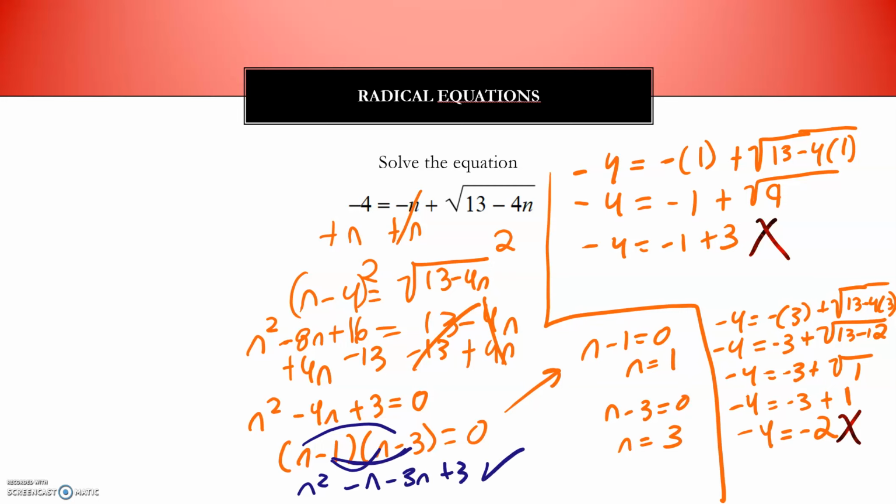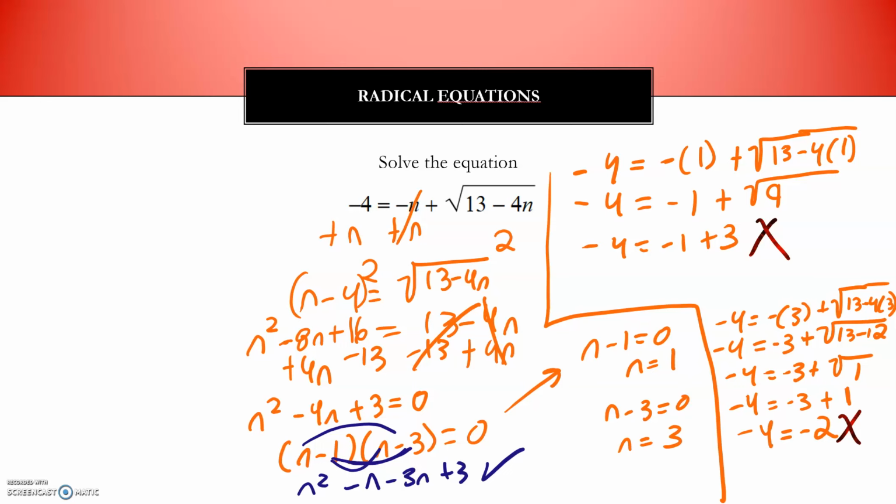Nope, that's correct. N minus 1 equals 0 and n is 1. Good. N minus 3 equals 0 and n is 3. Good. So, our math was correct. I know I talked rather fast through that, but I just wanted to reinforce that we did do correct math here.